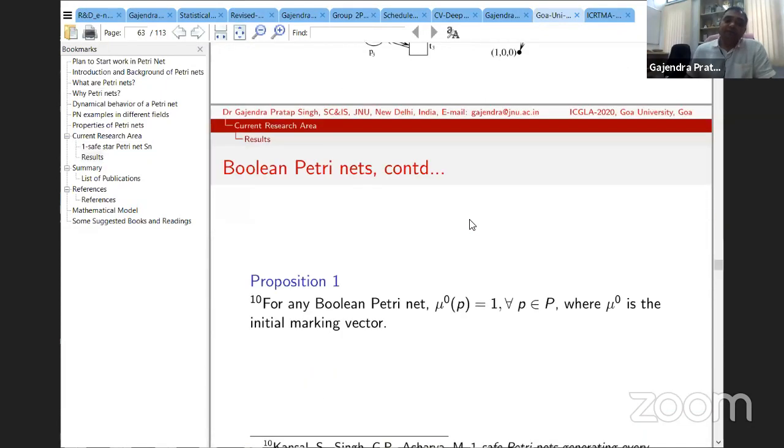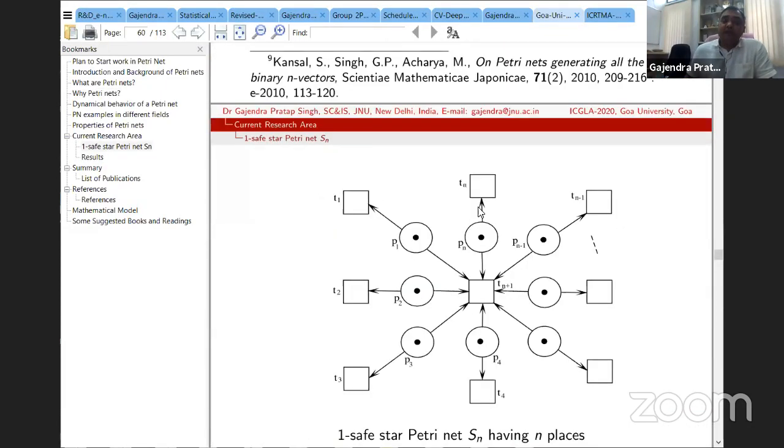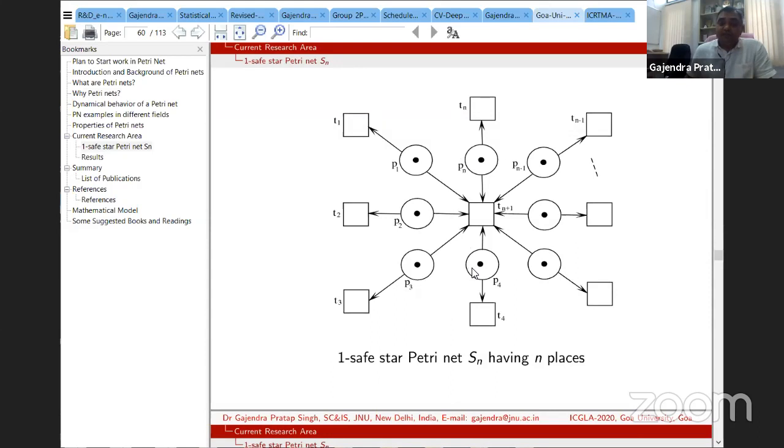Then, first we have shown the existence of the Petri net that generates all the binary n-vectors as its reachable tree, and this is the first one. After that we thought about what the initial marking will be, what the size of places and transitions will be, and we generalized and got some very interesting results based on this.